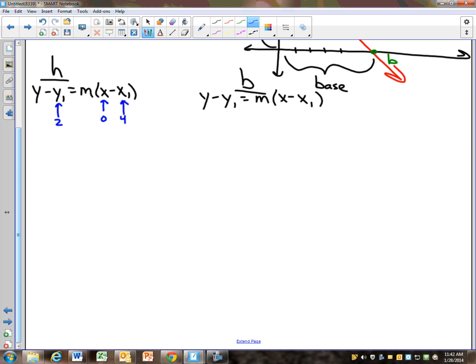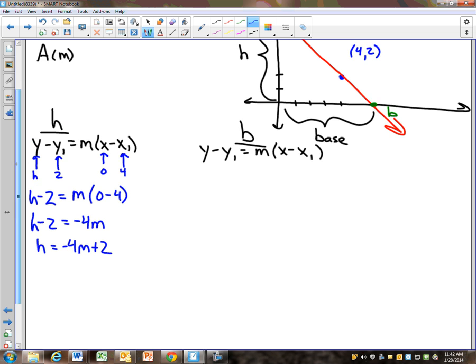Exactly. So y will then be h. The y-intercept, so the y value h happens when x is 0. So I have negative 2 equals m times 0 minus 4, or negative 2 is equal to negative 4m. Oh, I'm sorry, h minus 2. So h is equal to negative 4m plus 2.